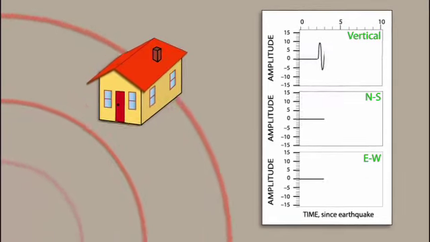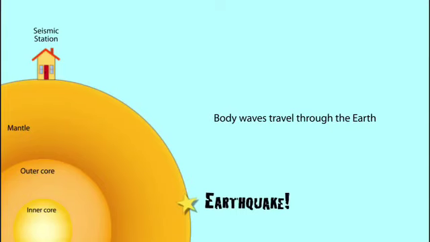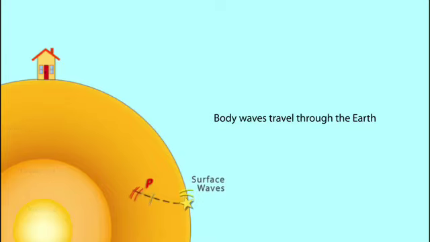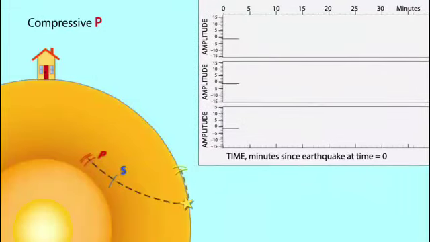During an actual earthquake, the house can move in all directions. Why is that? Earthquakes produce different types of waves, like body waves and surface waves, and these waves travel out from an earthquake in all directions. Body waves, like P and S waves, travel a curving path through the earth. As a result, they arrive at seismic stations from below.